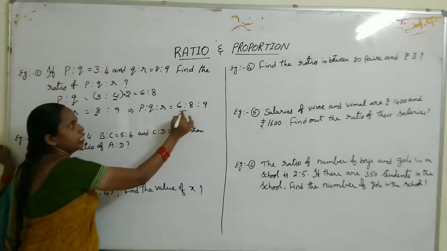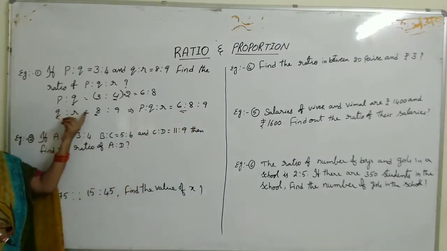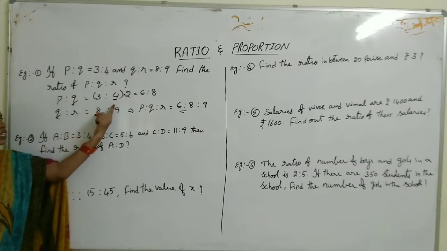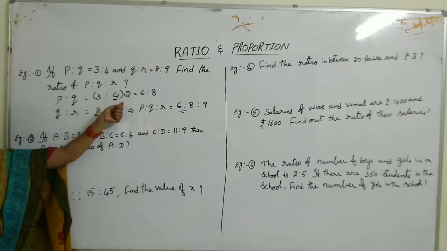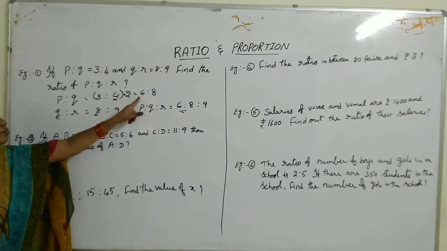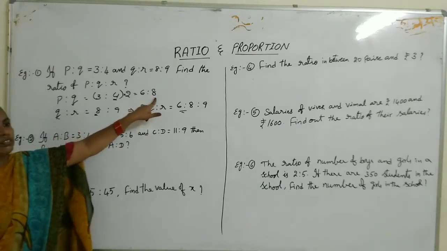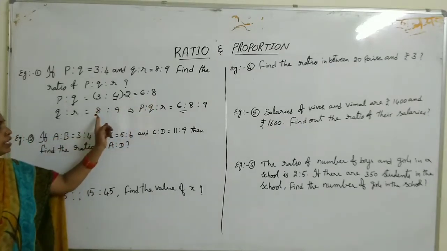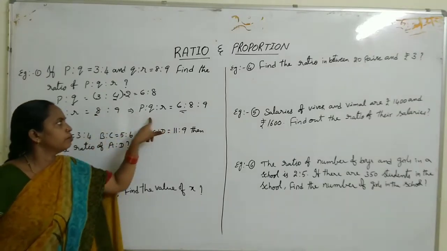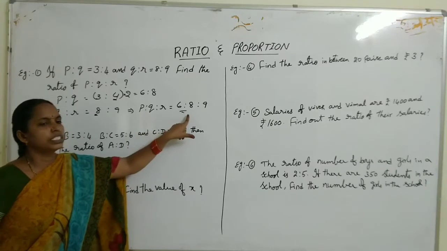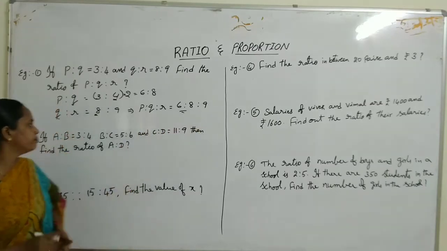Okay? Here, to make the value of Q equal, we should multiply this by 2. Therefore, when multiplied by 2, we get 8. So 2 into 3, 2 into 4, 6 is to 8. When P equal to 6 units, Q equal to 8 units. When Q equal to 8 units, R equal to 9 units. Then comparing P, Q and R equal to 6 is to 8 is to 9.